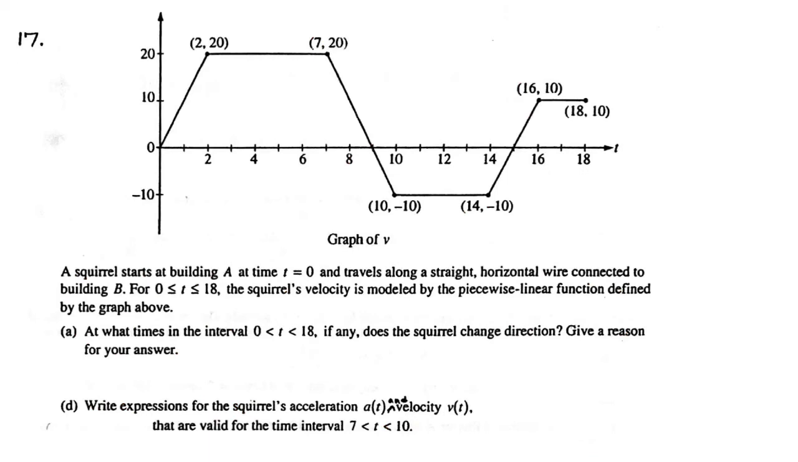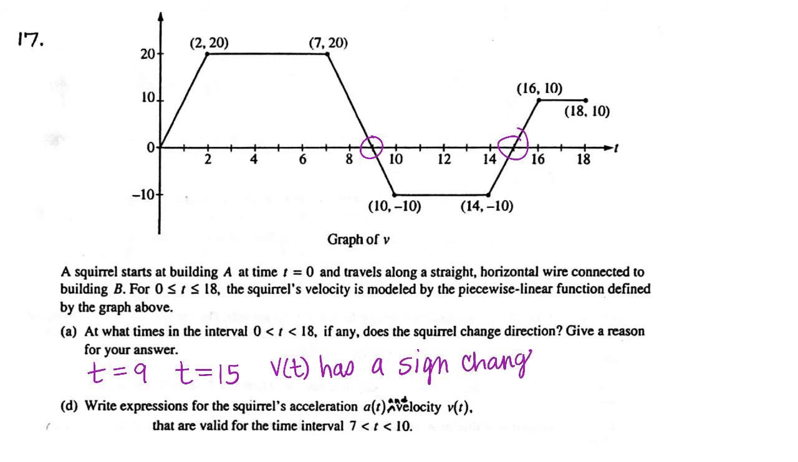Okay, for our next problem, 17a wants to know during what time does the squirrel change directions? Well, the squirrel is going to change directions at times t equals 9 and 15. So t equals 9, t equals 15. And we know that because v at t, the velocity, has a sign change around these values.